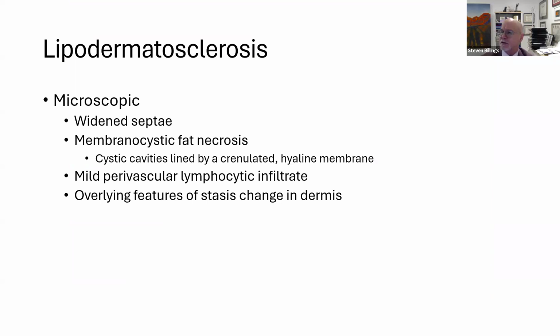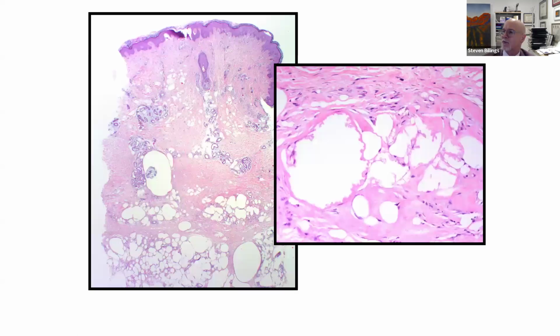In lipodermatosclerosis, you see widened septae, you see membranocystic fat necrosis. You'll often see these cystic cavities lined by sort of a crenulated hyaline membrane. And unlike other forms of paniculitis, lipodermatosclerosis is not that inflammatory. You don't tend to see much of an inflammatory infiltrate. At most, you see a mild perivascular lymphocytic infiltrate, but you will see features of stasis change in the overlying dermis with that lobular proliferation of thick-walled vessels in the papillary dermis.